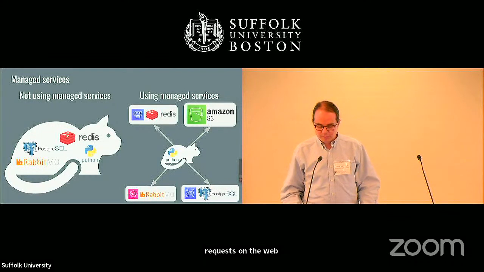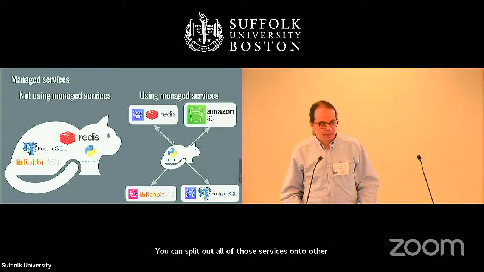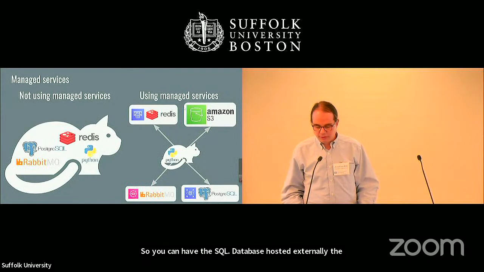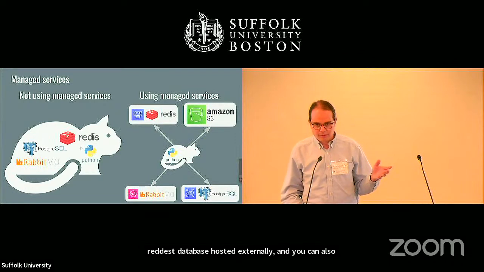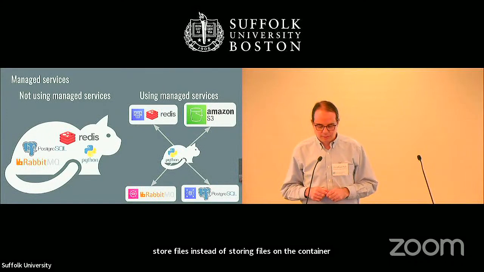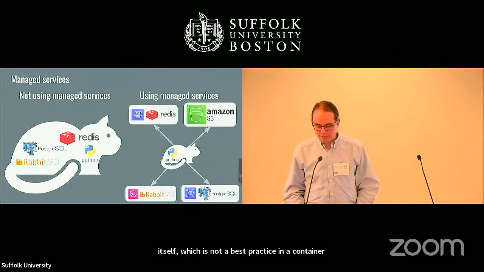You can split out all of those services onto other computers. And you might want to do that for safety, for scalability. So you can have the SQL database hosted externally, the Redis database hosted externally, and you can also store files. Instead of storing files on the container itself, which is not a best practice in container coding, you can store that in a cloud-based file system called Amazon S3.